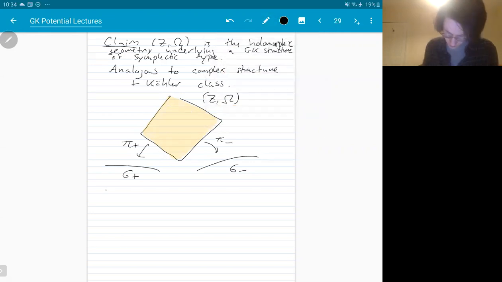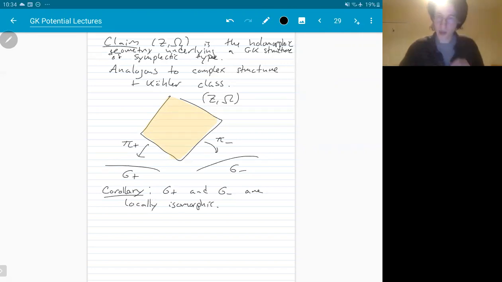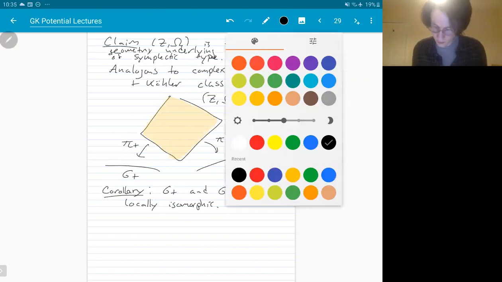By the way, there's a simple corollary of this, which is that sigma plus and sigma minus are locally isomorphic. So they're globally not the same, but around every point I can find a little open set, and I can find an isomorphism between sigma plus and sigma minus. And the proof is really simple.